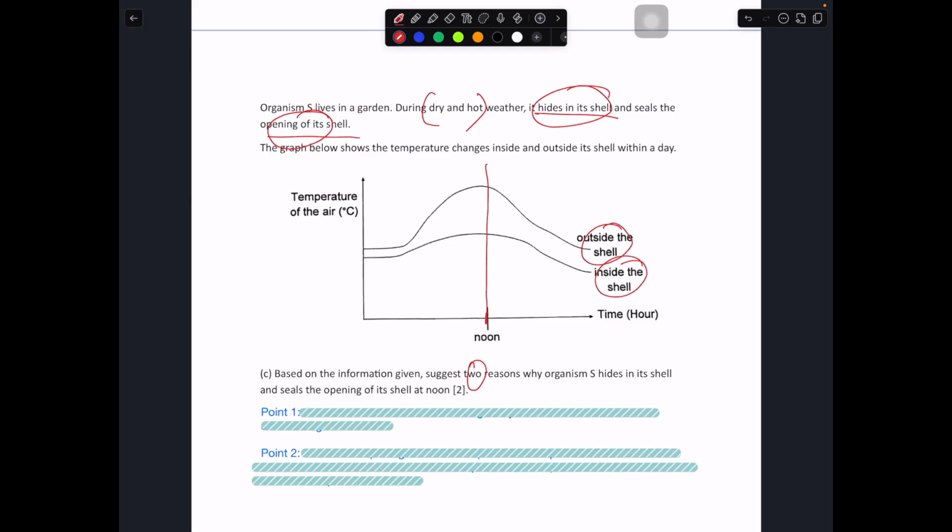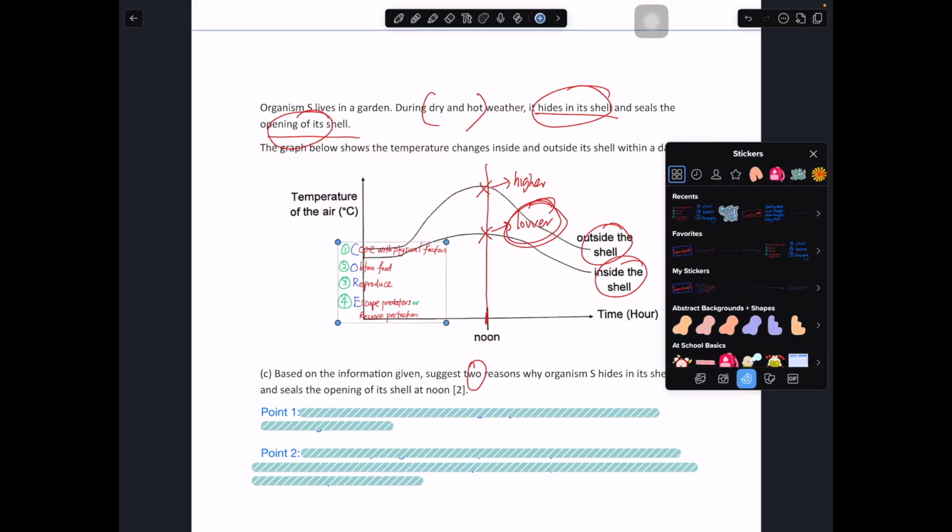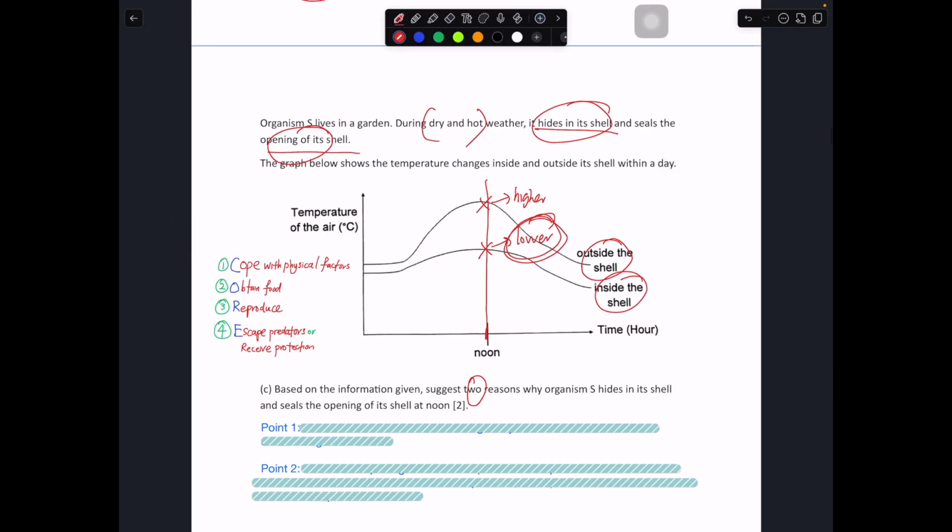Why does it choose to do this, not stay outside? At noon, you take a look. The temperature over here is way higher, and this is way lower. So why does it want to hide in its hard shell? When the temperature is very high, it helps to reduce the heat gain by the snail, because over here the temperature is rather low if it hides in the hard shell. If you think about it, this is an example of coping with a physical factor. The physical factor is extreme temperature. The clue is over here: dry and hot weather is to really cope with extreme temperature. So it cannot be 2, 3, or 4.